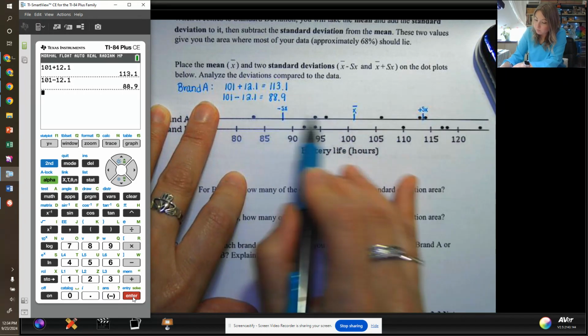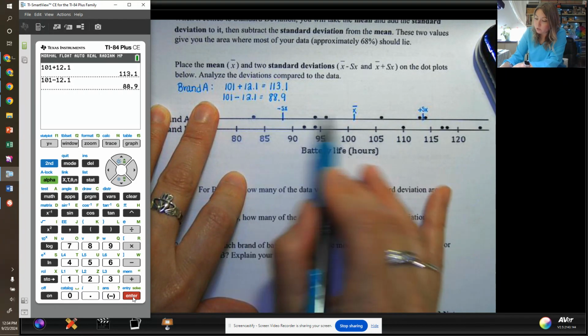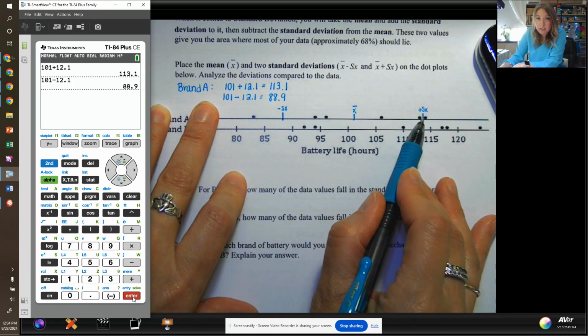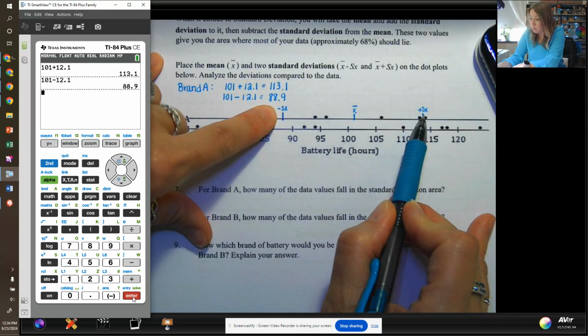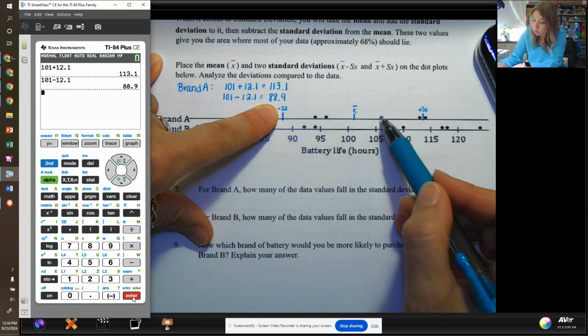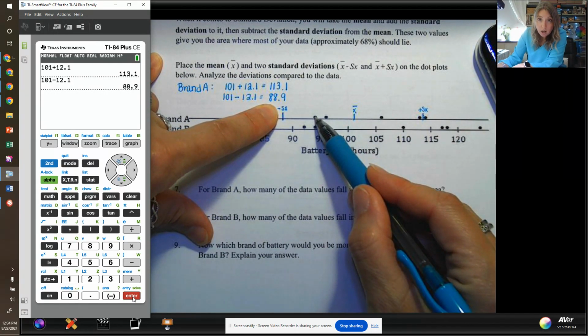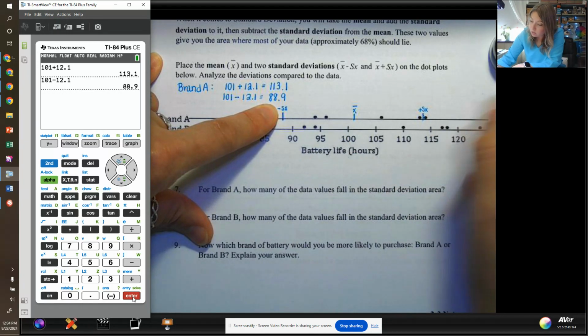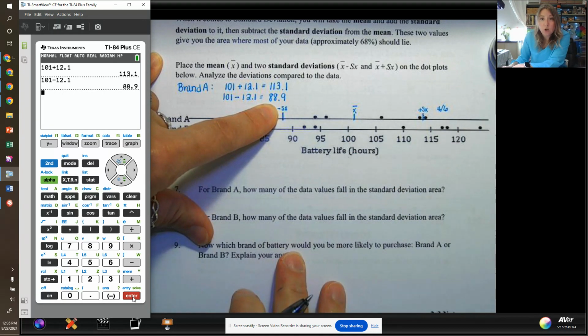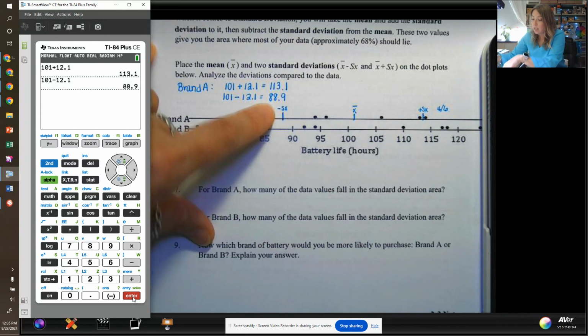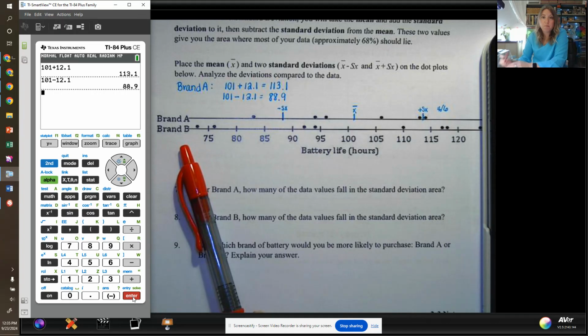Look, how many data values do you count for brand A between 1 standard deviation above and 1 standard deviation below? 1, 2, 3, 4 out of 6. So 4 of 6 data values are within 1 standard deviation of the mean. Let's calculate that same thing for brand B.